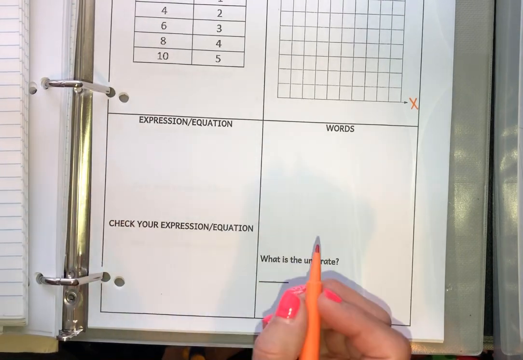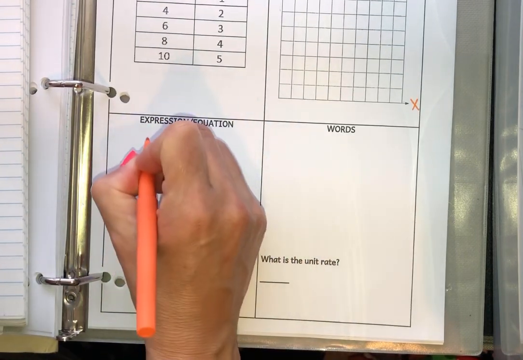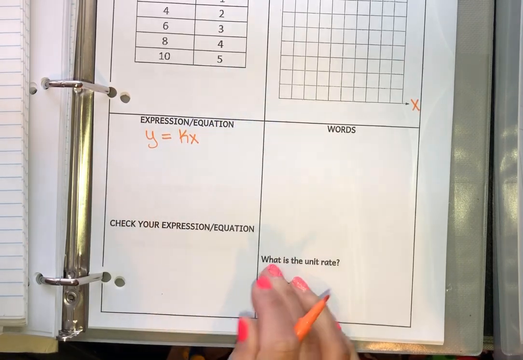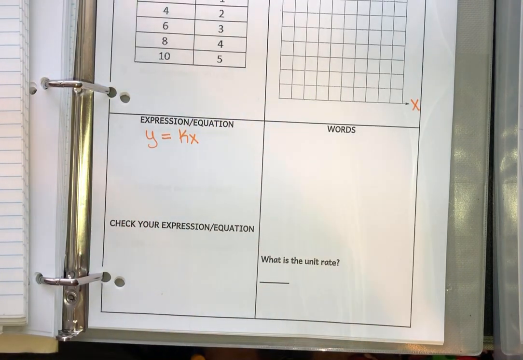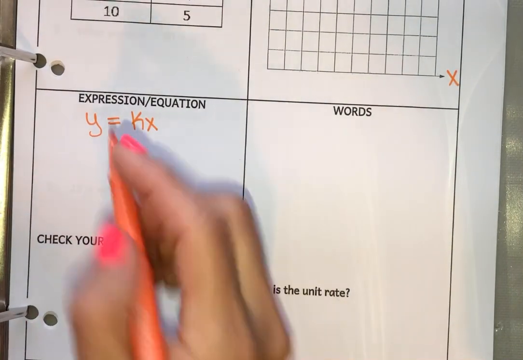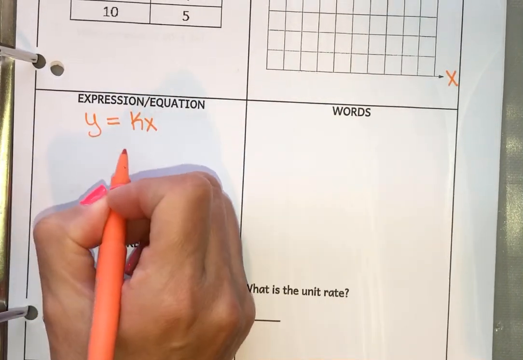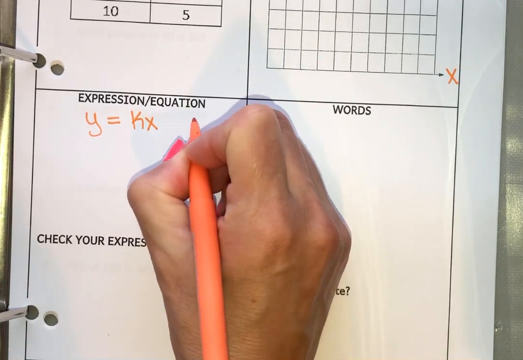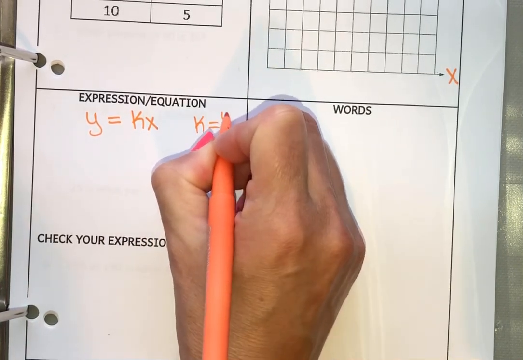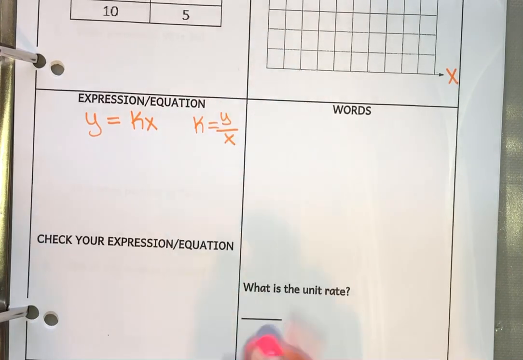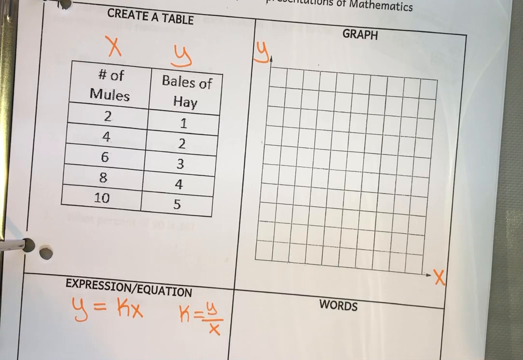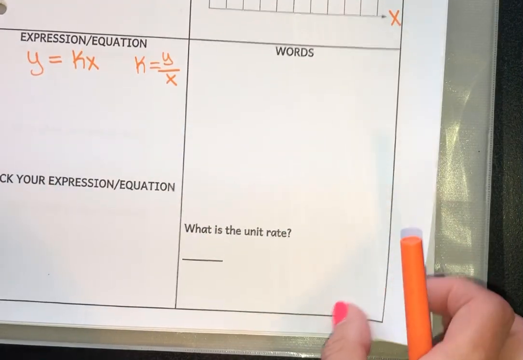I need your equation. Remember, your equation should be y equals kx. You need to be able to find your constant before you can provide this equation for me. And then how do we find the constant? Your constant is going to equal y divided by x. And you're explaining in words your proportional relationship.